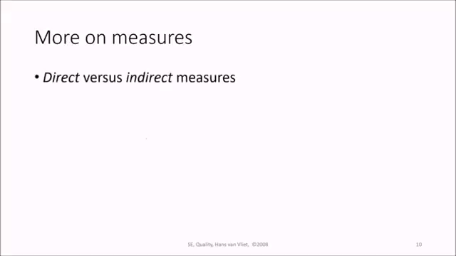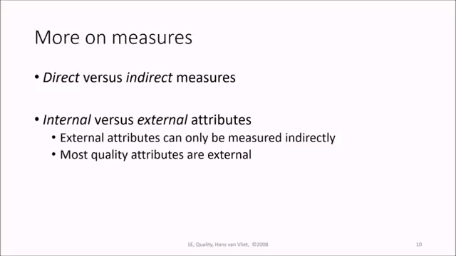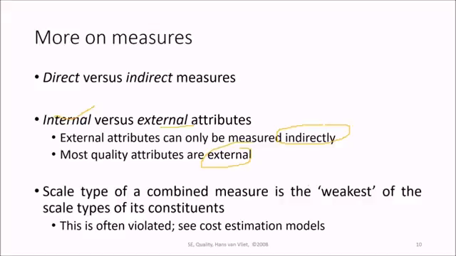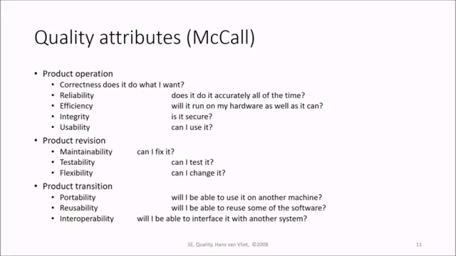More about measures. There are direct measures and indirect measures. There are internal versus external attributes. External attributes can only be measured indirectly, and most quality attributes are actually external. They can only be measured indirectly, not directly. The scale type of a combined measure is the weakest of the scale types of its constituents. This is often violated. We'll see that in the cost estimation models.